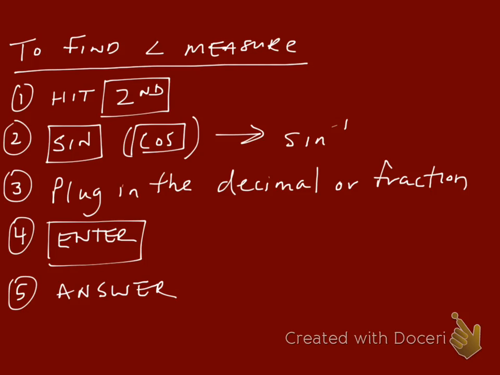If you want to find the angle measure, in this case you have to hit second so you can get the inverse. You're going to hit the sine or cosine button again, whichever one you want, and you'll have that inverse of sine. You're going to plug in the random decimal you have or the fraction you have. Hit enter. And voila, you have your answer, an angle degree measure.